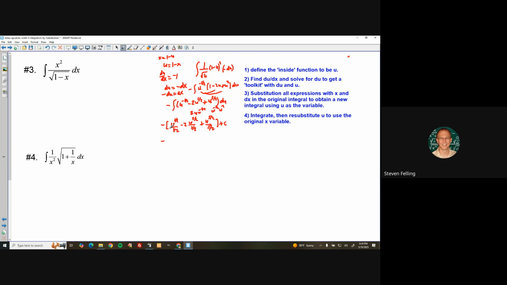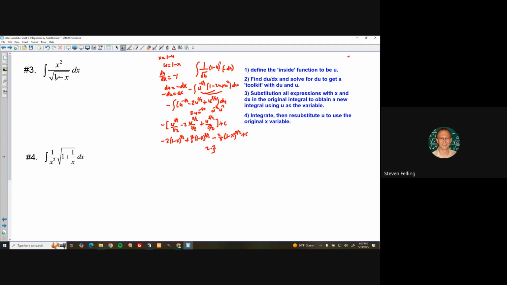So this would be a negative. Let me distribute this now. And this is 2. 1 over 1/2 is 2. 1 minus x to the 1/2 power. Let's see, this would be minus minus, so that is plus. And then we have a 2 times it, divided by 3/2 is times 2/3, so that would be 4/3. And then 1 minus x to the 3/2. And then we have a negative 2/5, 1 minus x to the 5/2 plus c.